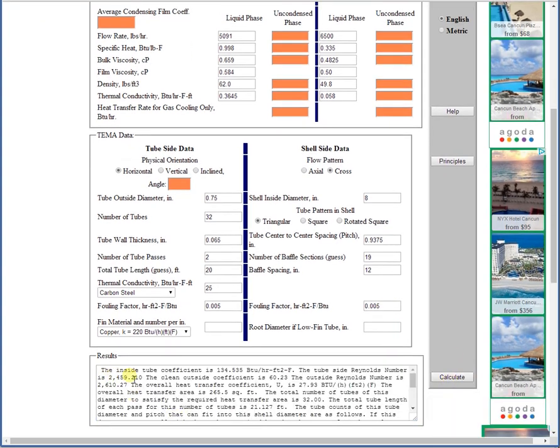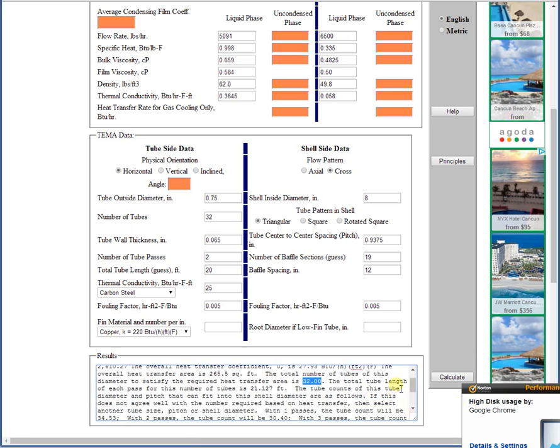So our calculation will show the inside and the outside clean side coefficients. The overall coefficient U is 27.93. The overall heat transfer area is 265.5 square feet. Of course, we used 32 tubes, and the total length of the tubes would be 21.127 feet.